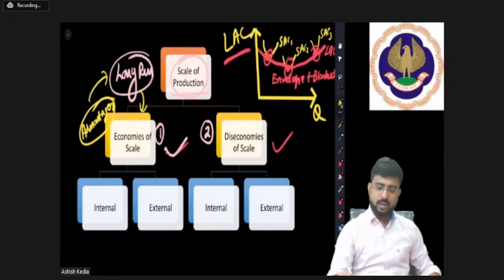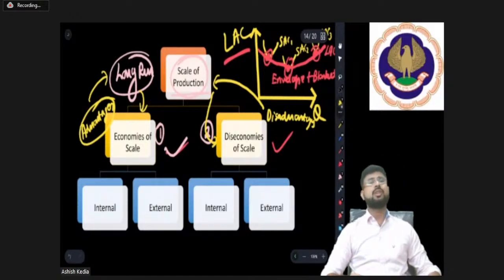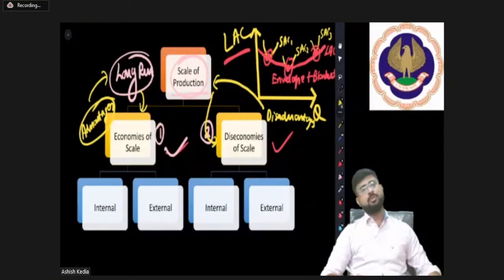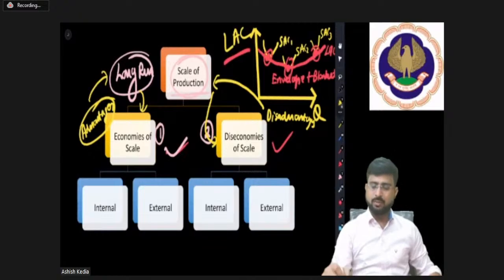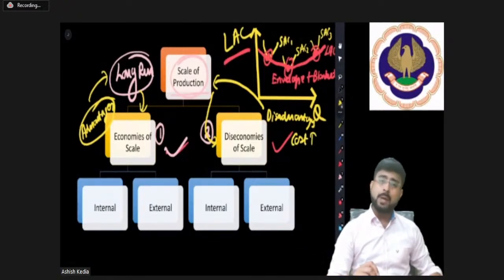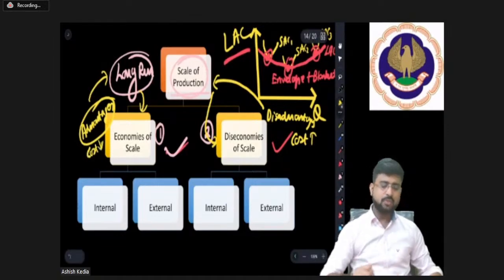Similarly, in the long run there are certain disadvantages that lead to higher cost. These disadvantages in the long run are called diseconomies of scale. What will happen because of disadvantage? Cost will fall or rise? Cost will rise. What will happen because of advantage? Cost will fall. And that's what economies of scale is all about.